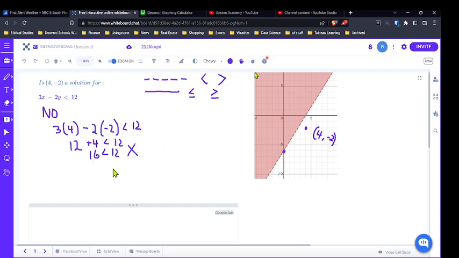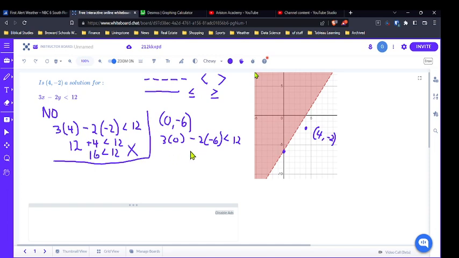Okay, now back to the point that I was trying to make about being on the line or not on the line. Let's go ahead and evaluate (0, -6). I'm going to box this off. I'm going to evaluate (0, -6), which is a point on that line. Okay, so again, we do the same thing. 3 times x is 3 times 0. Okay, and then minus 2 times y, so -2 times -6. Okay, and all of that is less than 12.